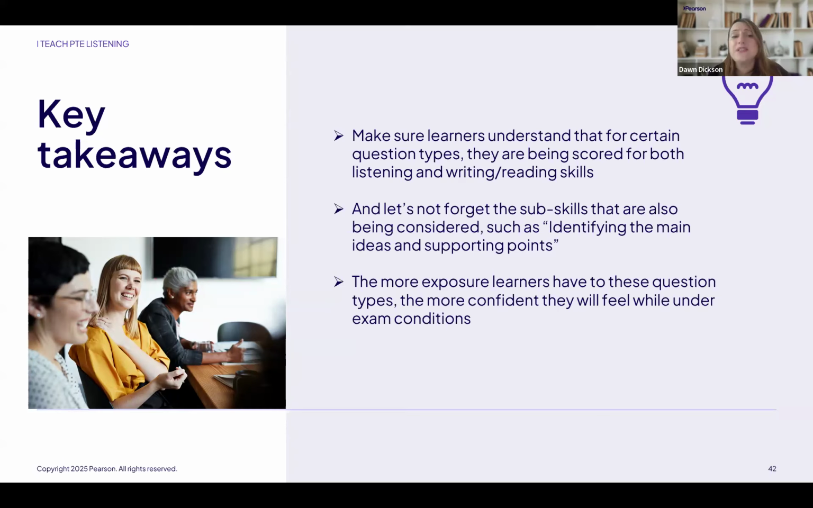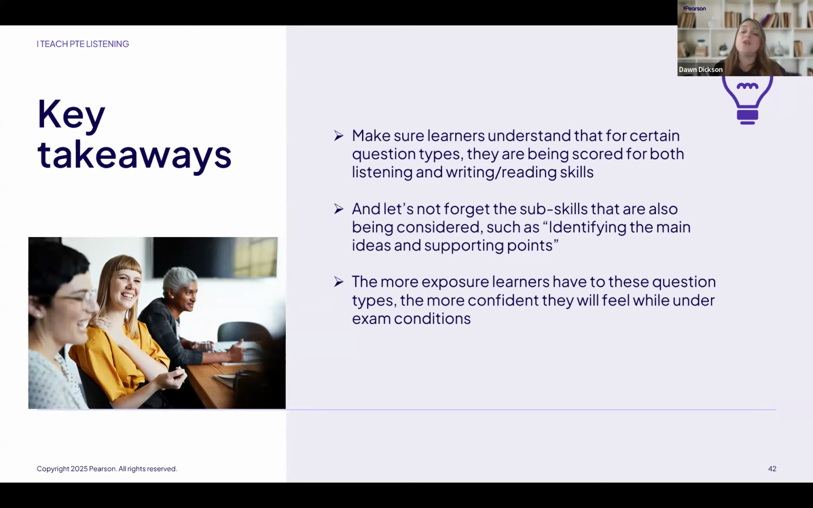And let's not forget the sub-skills. So I paused on those slides so that you could see the sub-skills. And hopefully, as I said, many of you were able to skim those and see that these are also important as well. So skills such as identifying main ideas and supporting points. We had sub-skills regarding accuracy, spelling, punctuation. Again, students might think, oh, it's listening, it's not necessary for me to be able to spell correctly. It is necessary for you to be able to spell correctly because you are being scored on this.